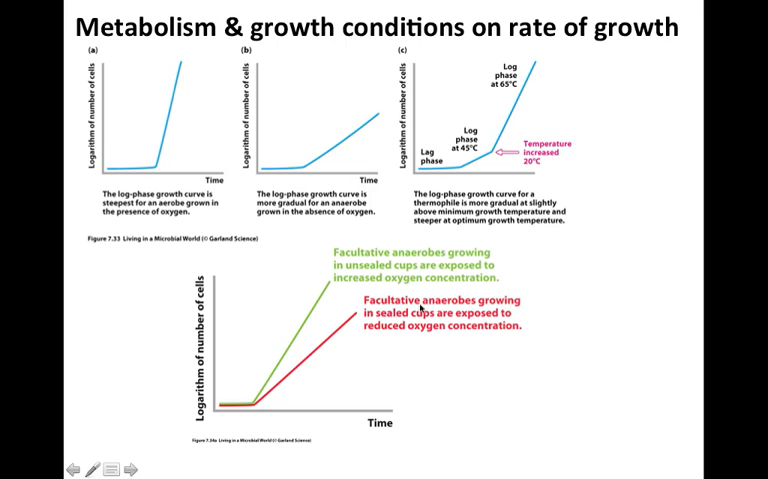Then the same facultative anaerobe, or same type of bacteria, growing with a reduced amount of oxygen. This is one that students often get confused about, because with the name anaerobe, they often think it wants to grow without oxygen and would grow only without oxygen, but that's not true. The term facultative anaerobe means that it will grow with or without oxygen, and it actually grows best with oxygen.